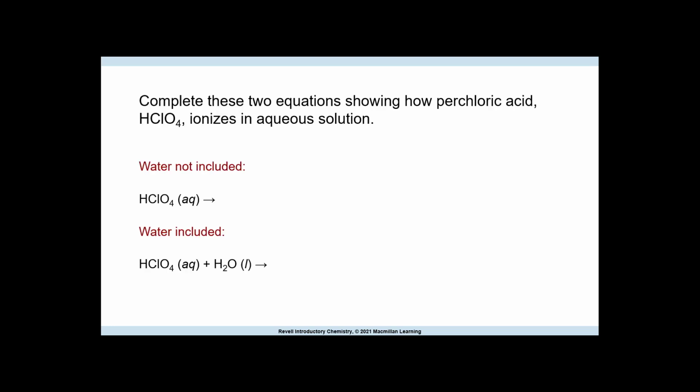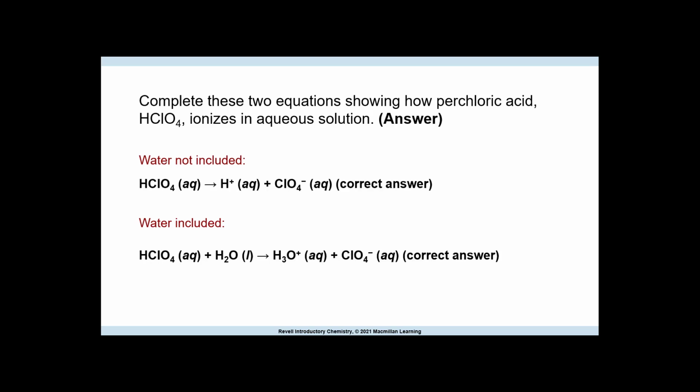Okay, so complete these two equations showing how perchloric acid ionizes in aqueous solution. You're going to do it in two different ways, as a proton and as a hydronium ion. You figure out where to break it up. This one is a little more expanded, and as you're learning it, it's probably a better way. This is more of a shortcut, because you have to be able to see what's happening, and the expanded one is a better way to do it.